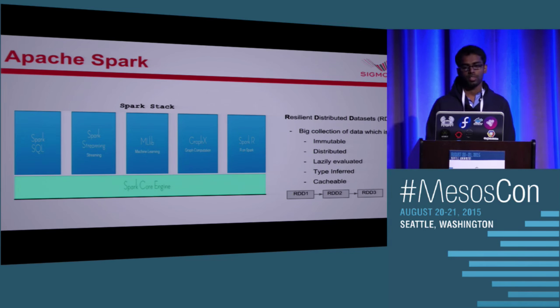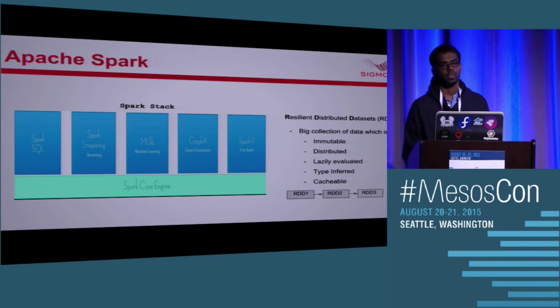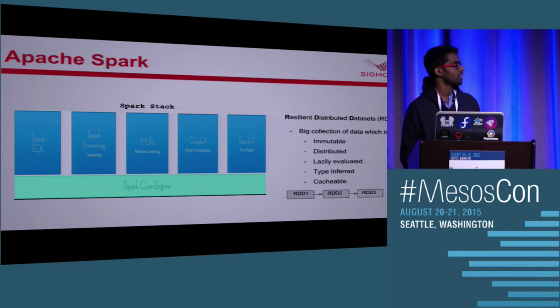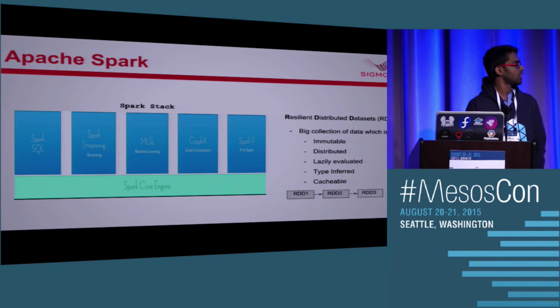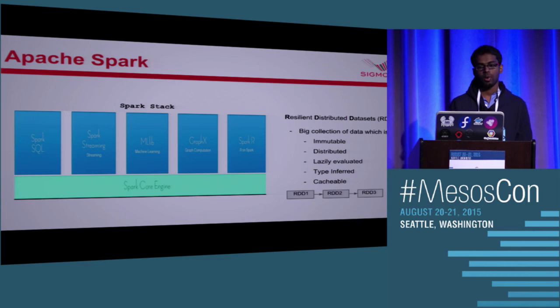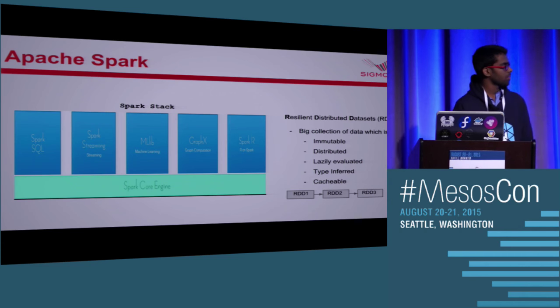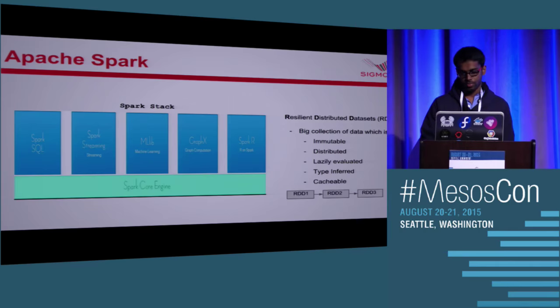RDDs are also type inferred. One of the best features about RDDs is that you don't have to stick to a specific type. Your RDD can be an integer, a string, or a customized type, and the compiler smartly figures out the type. And RDDs are cacheable: you can bring the entire data into the memory of your Spark cluster. At the bottom, you can see RDD1, RDD2, and RDD3. That is the lineage of an RDD. From RDD1 I create RDD2, and from RDD2 I create RDD3. If RDD3 is lost or corrupted, Spark can smartly regenerate RDD3 from RDD2, which means I don't have to recompute the entire process from RDD1. That is one of the advantages of Spark.